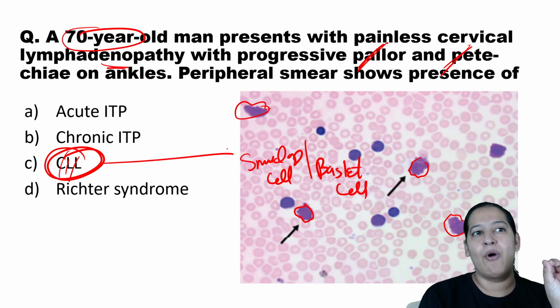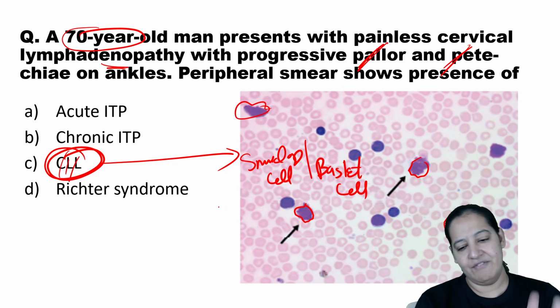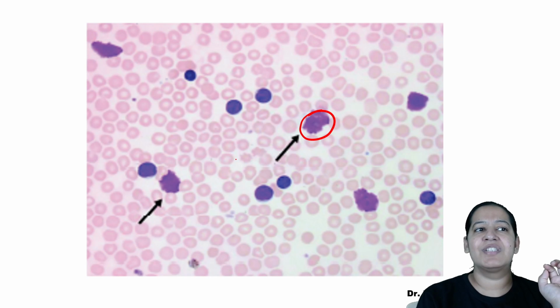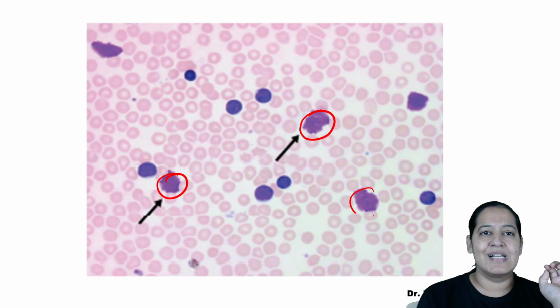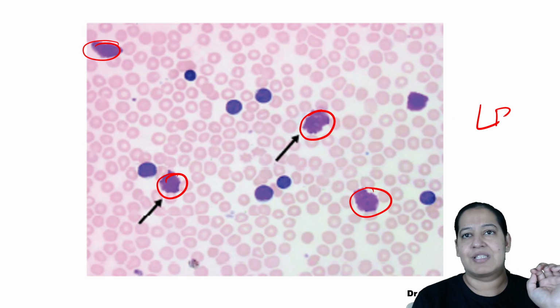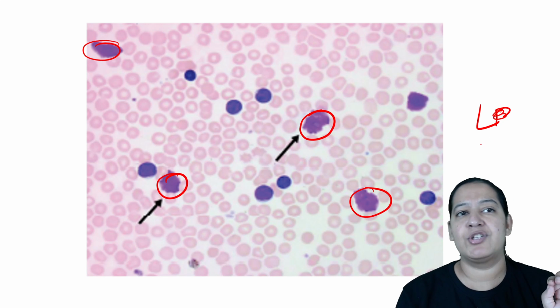In CLL, we find these cells. Have you got it? It is a typical scenario of CLL. These are smudge cells. These are known as basket cells. So what are these smudge or basket cells? These are actually mature lymphocytes.